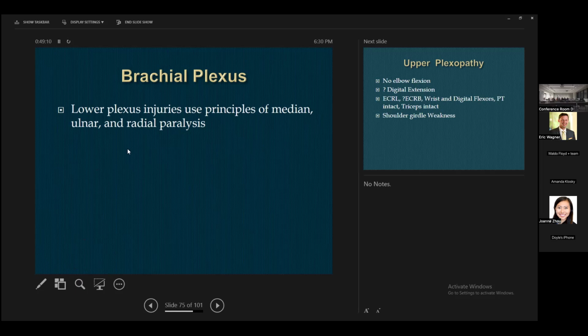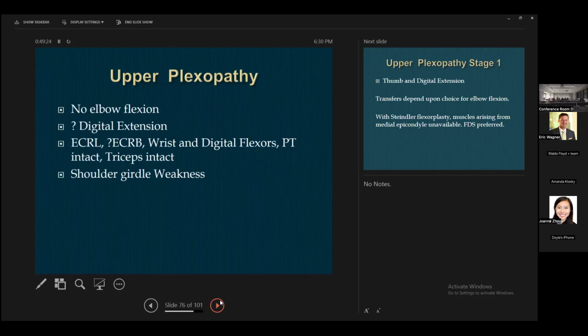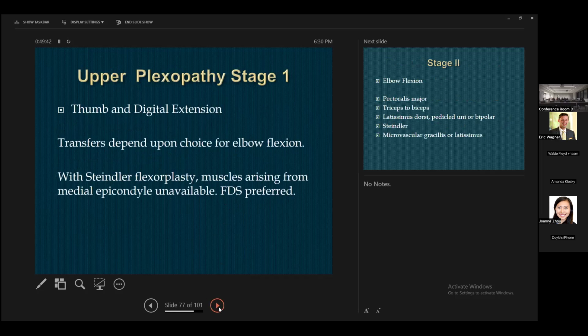So with brachial plexus injuries with tendon transfers, the lower plexus is basically the same principles as the distal peripheral nerves. With upper plexopathies, you can lack elbow flexion, lack digital extension. You can have a mixed picture of what's functioning and shoulder girdle weakness. And so a stage 1 transfer can be a standard transfer for thumb and digital extension.